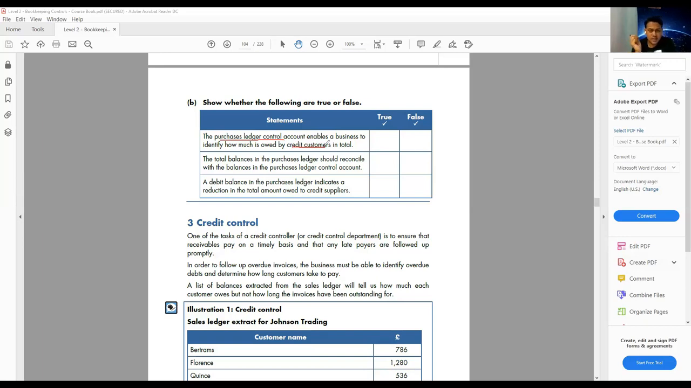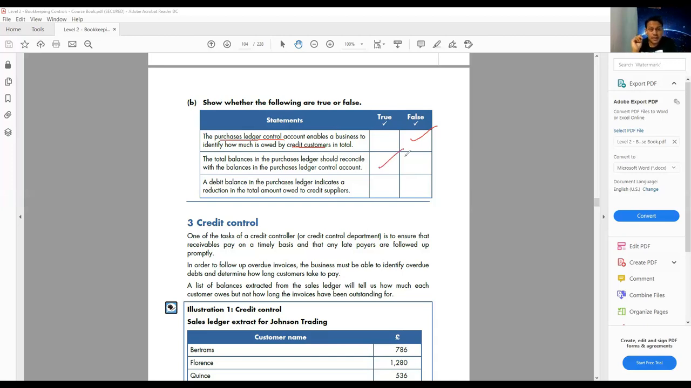That's false. Purchase ledger has no relationship with the customer. Purchase ledger control account has a relationship with the supplier, not the customer. It's absolutely false. The next one they're asking, the total balance in the purchase ledger should reconcile with the balance in the purchase ledger control account. That's true, isn't it? Ideally, it should be. That's true.